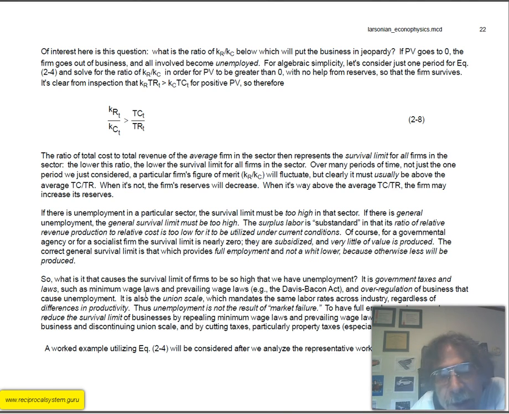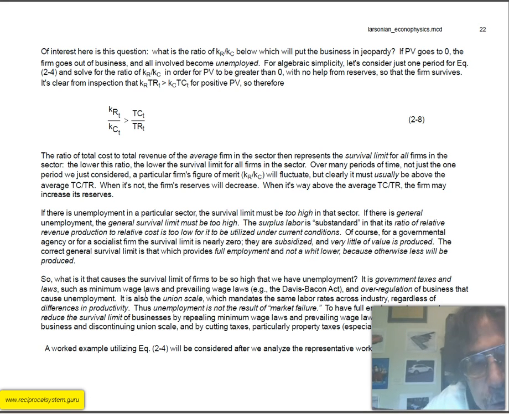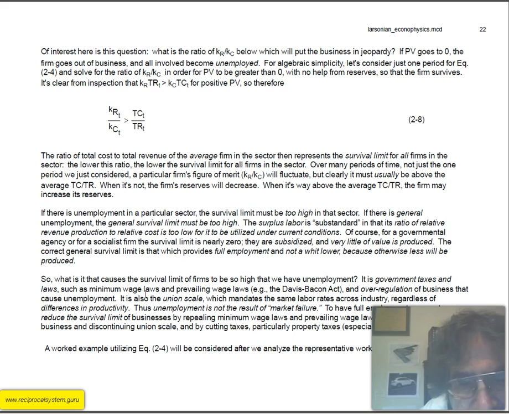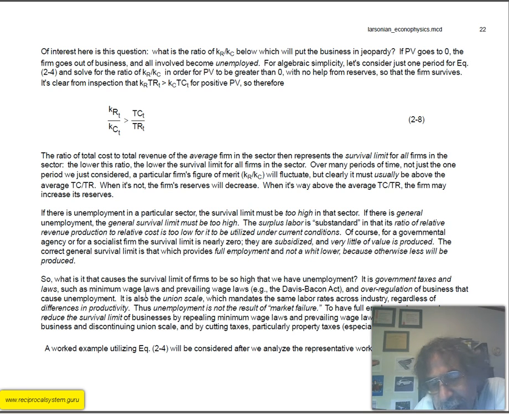Of course, for a governmental agency or for a socialist firm, their survival limit is nearly zero. They are subsidized and very little value is produced. The correct general survival limit is that which provides full employment, and not a whit lower, because otherwise less will be produced. So what is it that causes the survival limit of firms to be so high that we have unemployment?